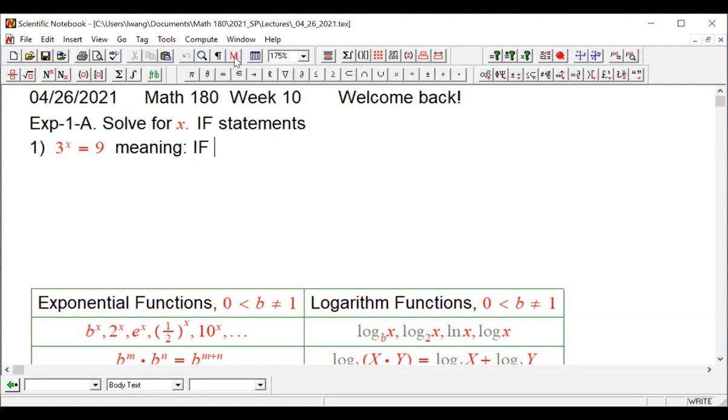Basically saying, well, if this function, the output, and this function, of course, is 3 to the power x. Remember, we talk about this course, the major theme is function. The theme is function, right? So we always come back to the function's perspective. You can see that the function concept is omnipresent.